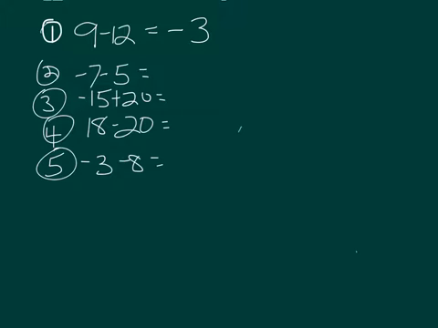Next one, negative 7 minus 5. So here our numbers are the same sign. So keep the sign, add the numbers. 7 plus 5 is 12.